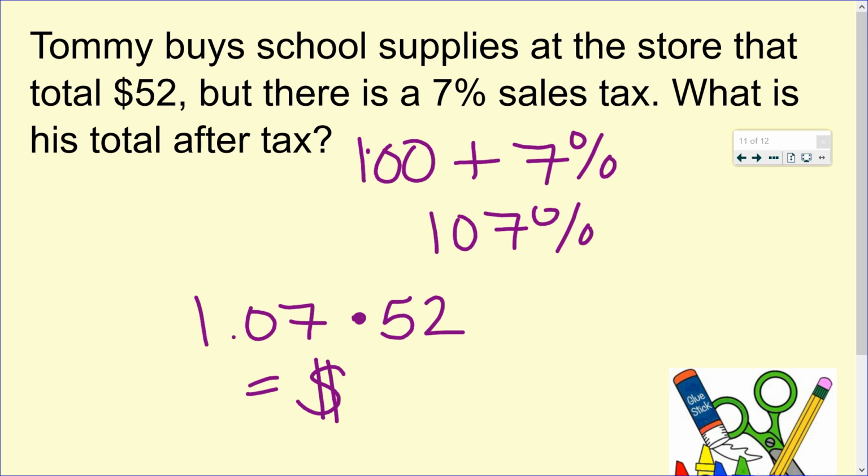Did anybody else think of it that way? They found 7% of 52 and then they just added it on to 52. Okay, but again, we can shorten it a little bit if we just put the 1 in front of it and do it all at once. So 1.07 times 52, I got 55.64. Does that sound good? All right, so that is our lesson for today. Fractions, decimals, percentages, sales tax, discounts.